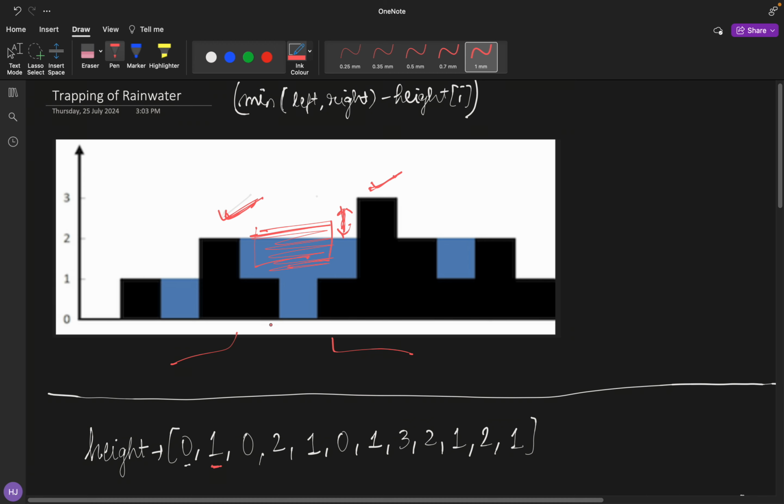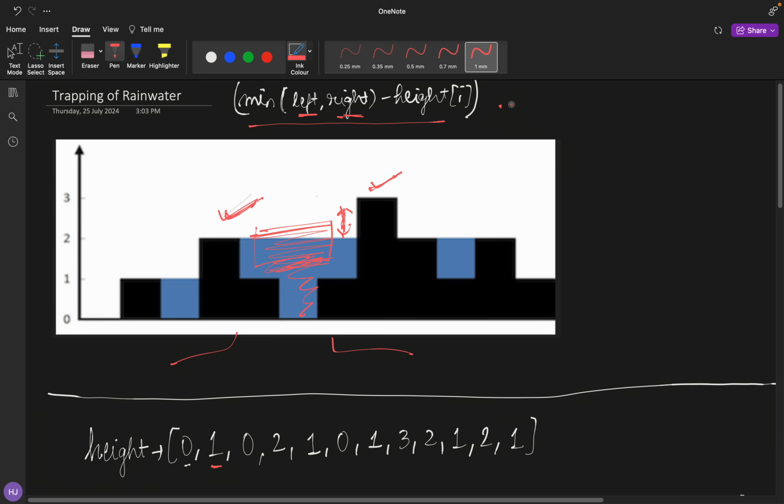Talking about the approach, one naive formula that I came across is that we need to find the maximum from both left and right, and then find the minimum amongst both of them, and then subtracting the height that we existingly have for the building, we can actually store our water. Fair enough.